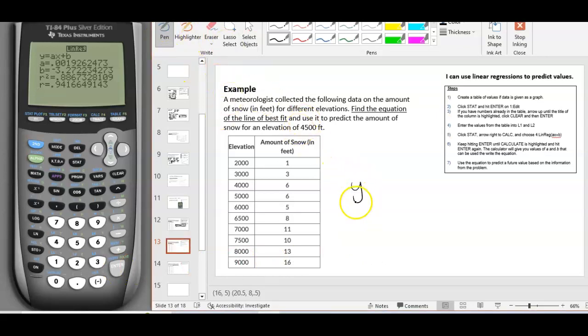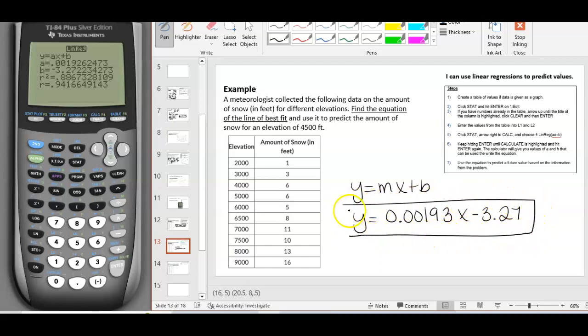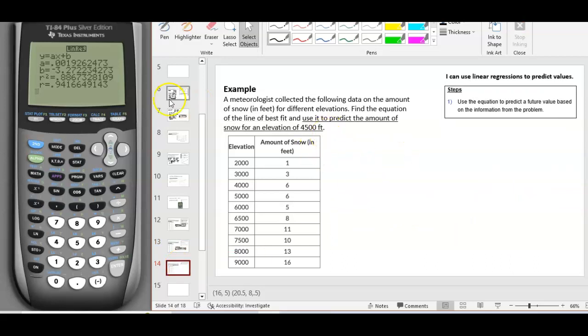So we can plug a and b into our equation. And so remember, our equation was y equals mx plus b. So when we plug in, we get y equals 0.00193x minus 3.27. Okay, so we get the same equation. Doesn't matter if we used Desmos or our calculator. So the last part of this problem, it's going to be the same steps regardless of which method you use.